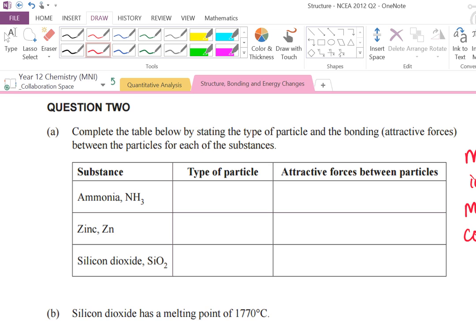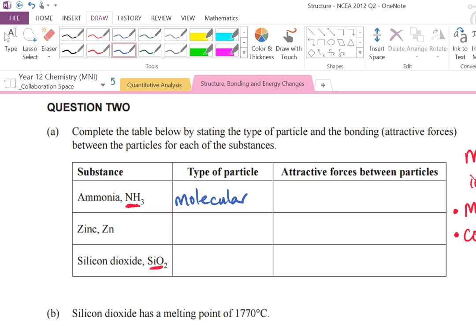So if I have a look at it, anything that's made up of two nonmetals like NH3 and like SiO2 has to have covalent bonding somewhere in there between the nonmetals. So that means they can only be molecular or covalent networks. So how do I tell them apart? Well, I am actually expected to know that something like ammonia, like water, like ethanol, that sort of thing, are molecules. So I should be able to write in my type of particle here for ammonia is molecular.